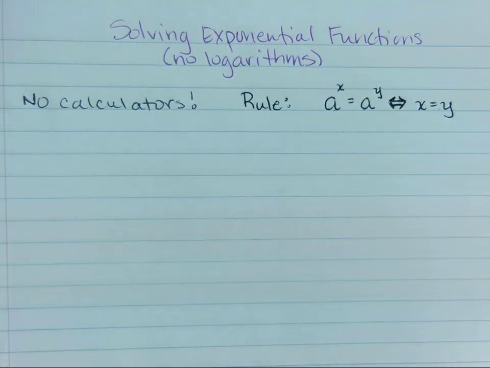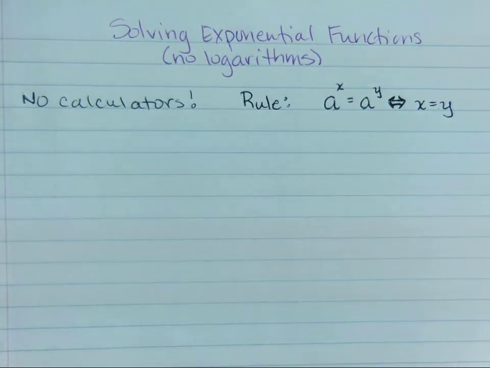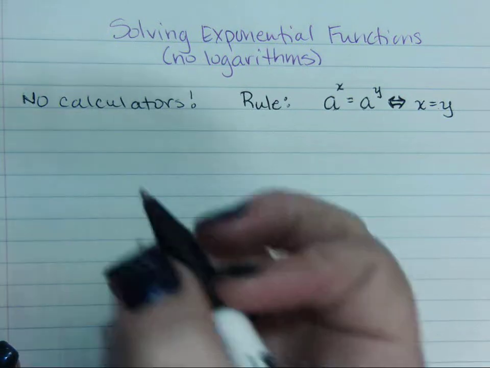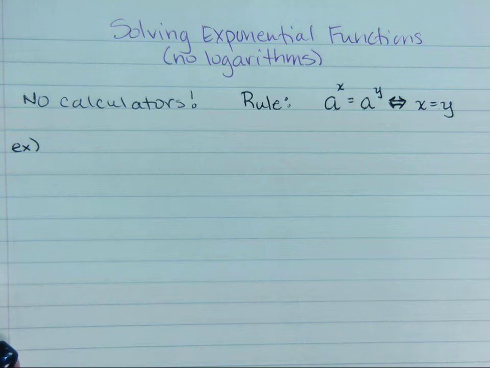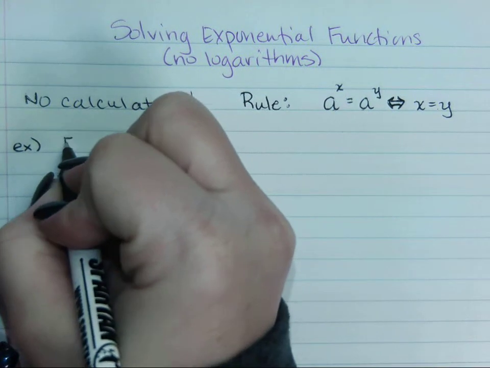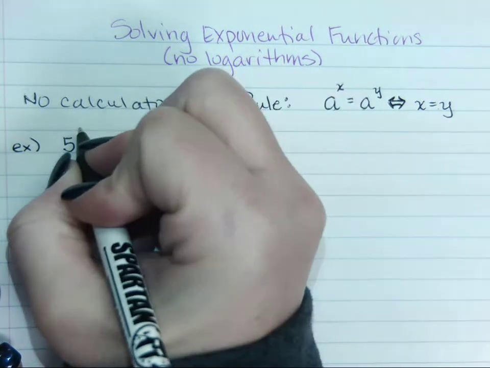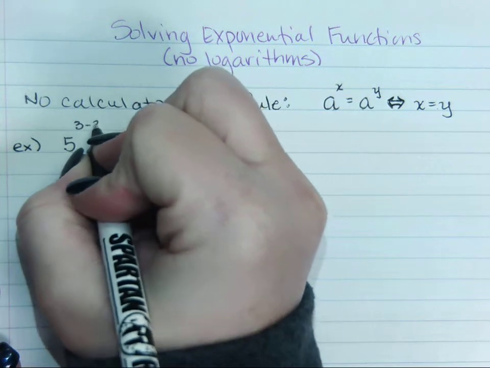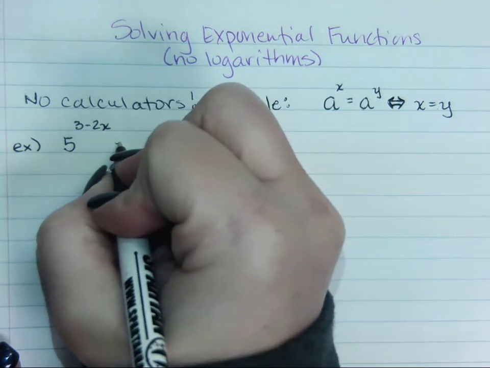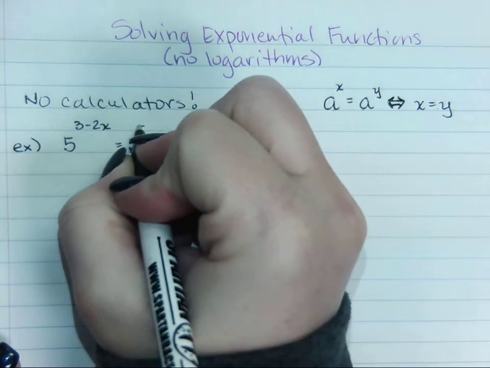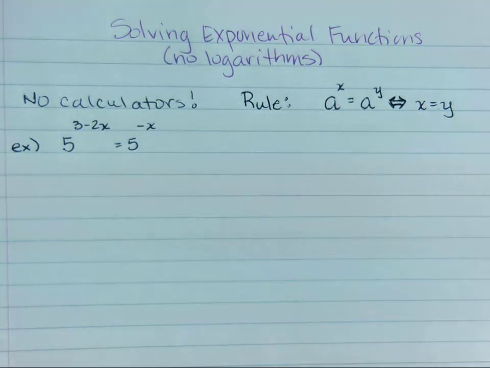So we're going to look at just a couple of examples. For all of these we want to solve for x. We're going to have a base of 5 raised to the 3 minus 2x power, and that is going to be equal to 5 raised to the negative x power.